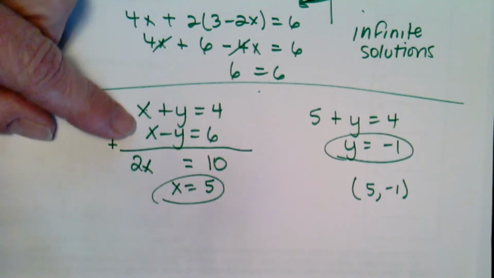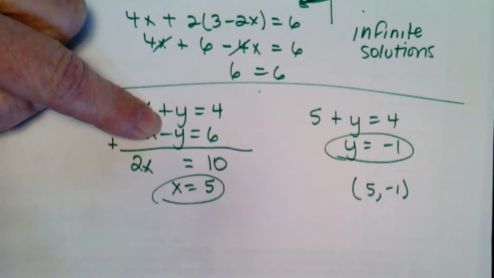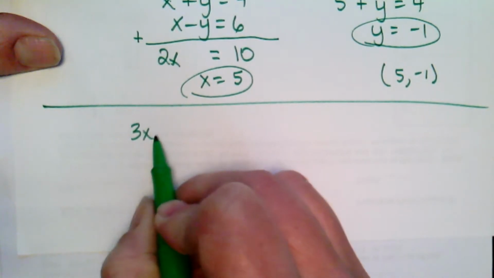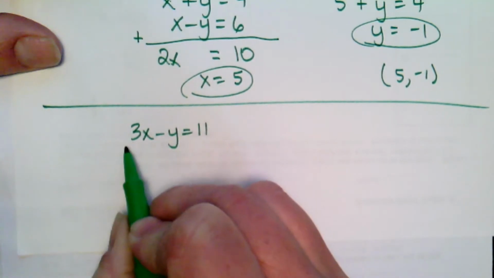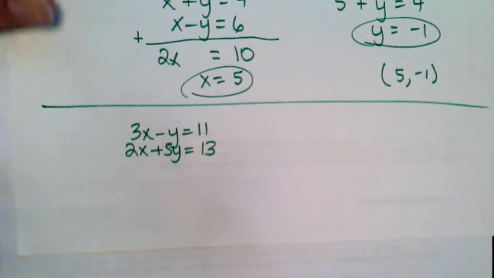Alright, so sometimes they're nice. I mean, these were already opposites of each other, but that doesn't always happen. And I'll use this next one as an example. We like when they're nice and simple like that, but that's not the real world. Alright, so there's my two equations. We need to use the addition method or the elimination method, whatever you want to call it.